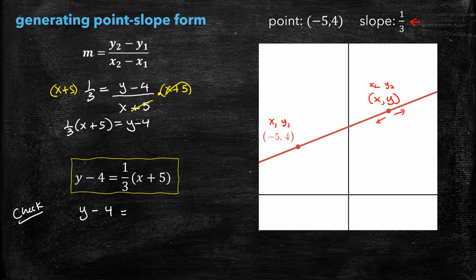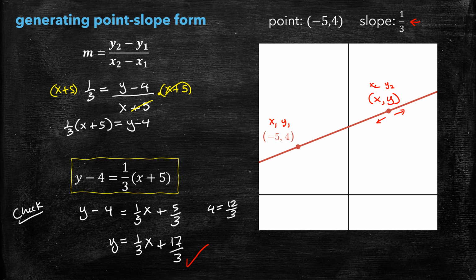So let's begin by distributing, 1/3 x plus 5/3. And to get y alone, we would like to add 4 to both sides. And if we add 4 to both sides, we get 5/3. And then remember, don't forget that 4 is the same as 12/3. 5/3 plus 12/3 is 17/3. And check, that is what we got in the last slide for the y-intercept.